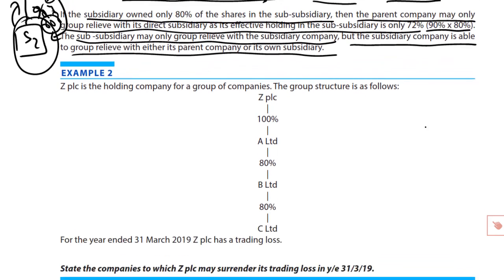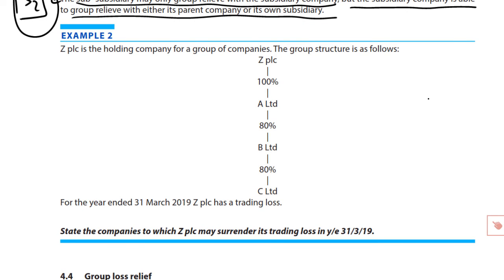Now you've got a little example here. Z plc is the holding company for a group of companies. The group structure is as follows. Again, it's a rather odd group structure that we've got, very linear here as we go from one company down to another. And for the year end, you're told, for March 19, Z plc has a trading loss. State the companies to which Z plc may surrender its trading loss in the year ended 31st of March 19.